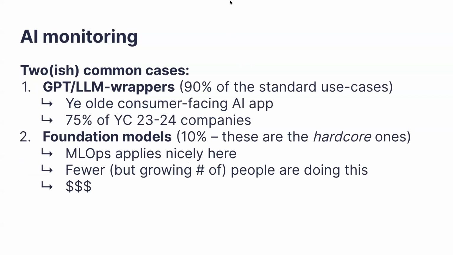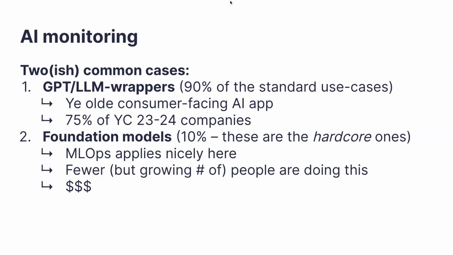All right. AI monitoring. Two common use cases. These numbers are all made up, but one is the classic GPT LLM wrappers. I'd say this is probably 90% of the use cases you meet in the wild. This is your consumer-facing AI app. Every company.ai is probably doing this, right? They're servers that call out to GPT, make decisions, and form the boundaries between the customer, their stuff, and the LLM. It's probably like 75% of the YC 23 to 24 companies. Again, don't quote me on that.